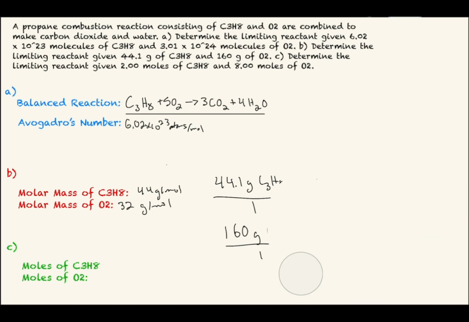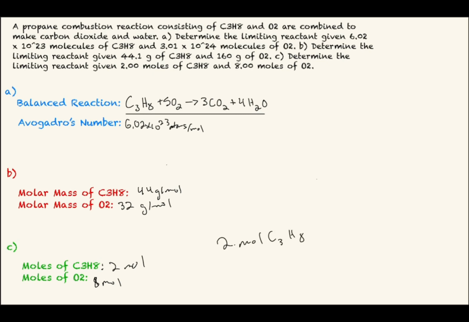And now we'll do the last one, where we're just given the plain moles. So we have moles of C3H8. So that's just going to be like 2 moles. And then we have 8 moles of O2. So we'll start with C3H8. We have 2 moles of C3H8. We need to divide that by the balanced chemical equation, which is just 1 mole of C3H8. We got that from right here.